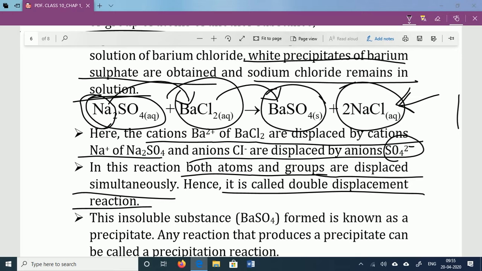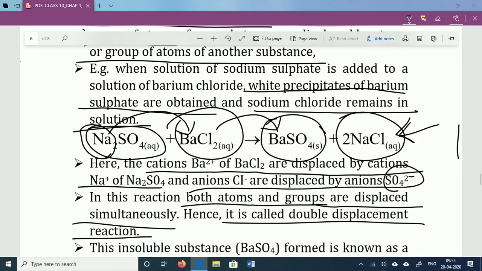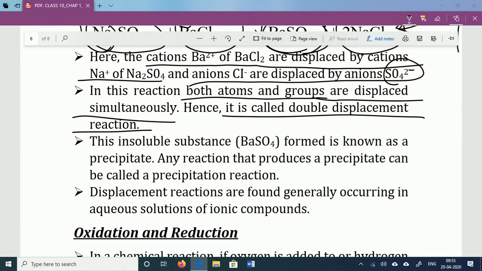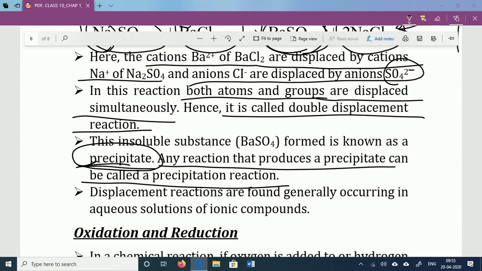Now here insoluble BaSO4 is produced, a white precipitate of BaSO4 is produced in this reaction. Whatever insoluble substance is formed, that is called a precipitate, and any reaction in which a precipitate is formed is also called a precipitation reaction. Any reaction in which a precipitate is formed should be called a precipitation reaction.